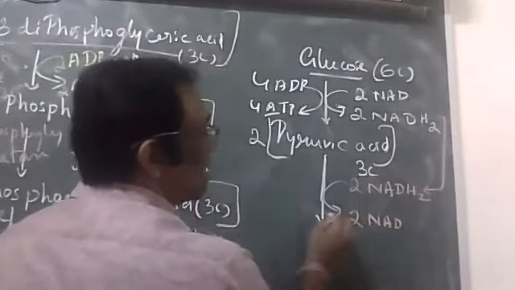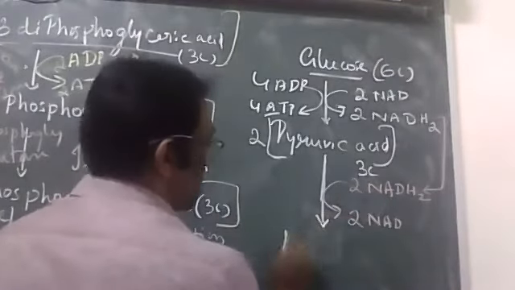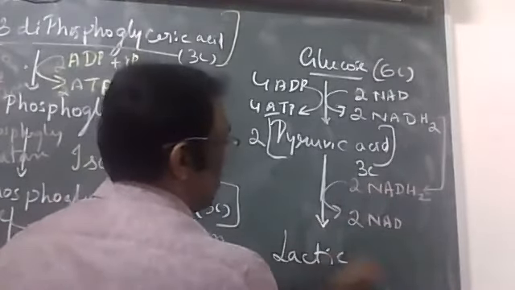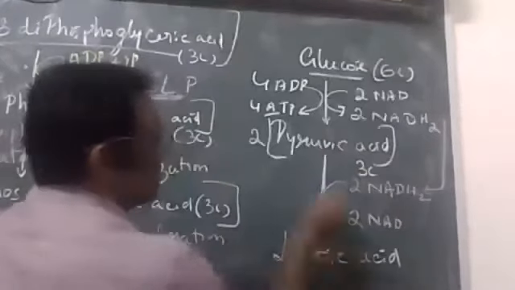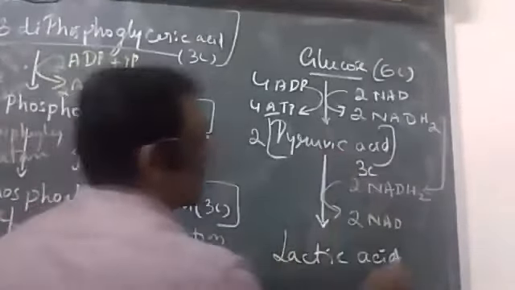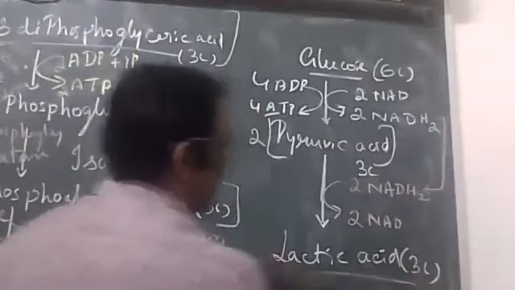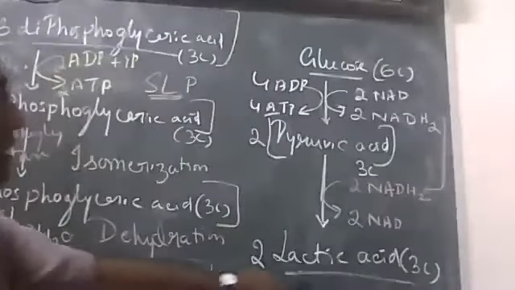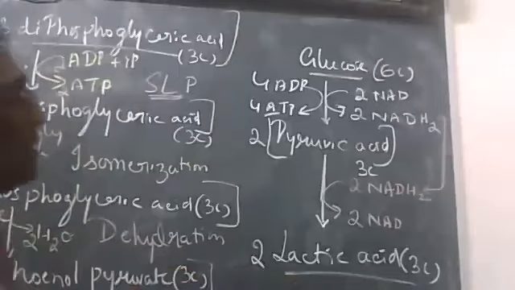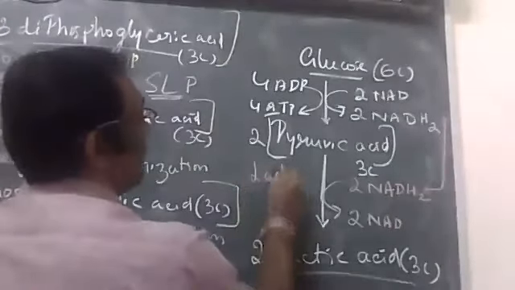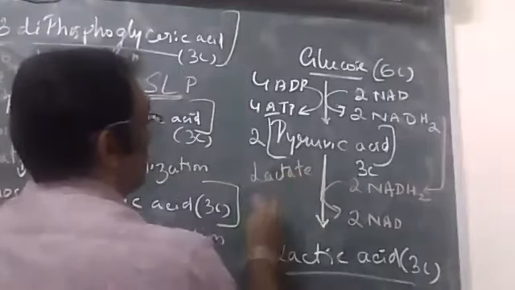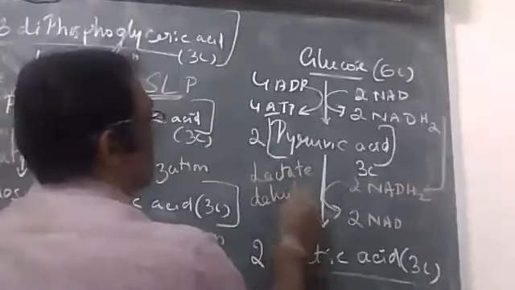What is this reaction called? I told you this some time back. Whenever hydrogen is added, what do we call this reaction? Reduction. Good. So what do we get here? 2 molecules of lactic acid. What is the name of this enzyme? Lactate dehydrogenase.